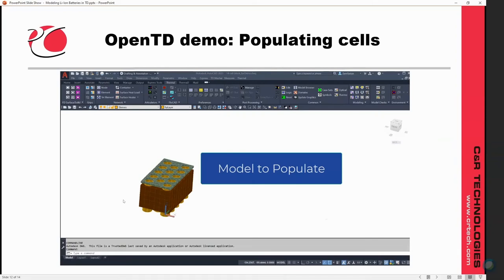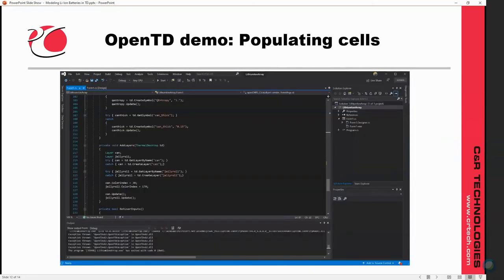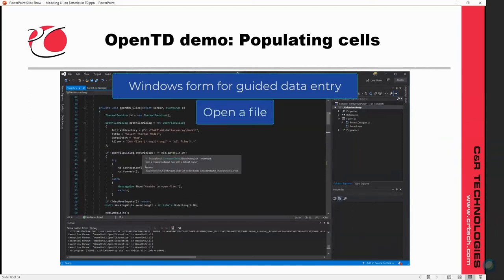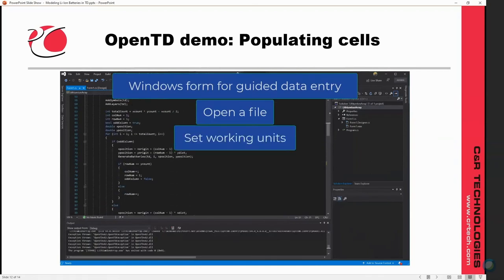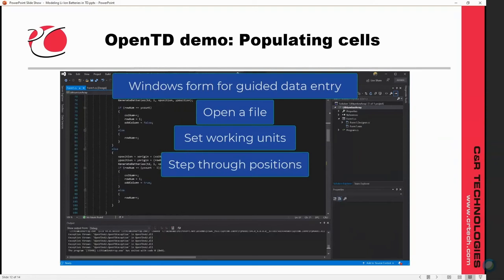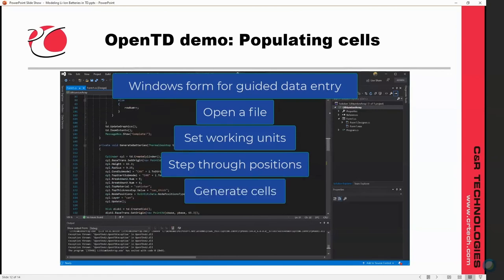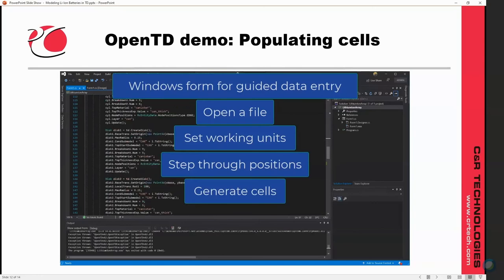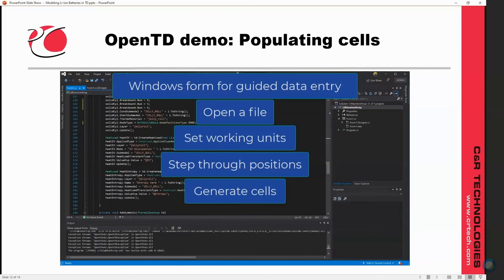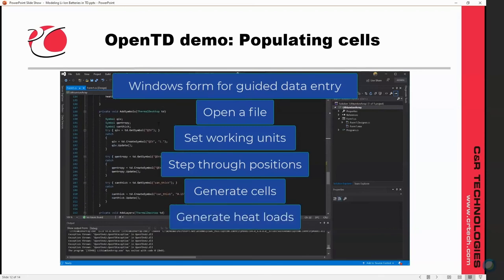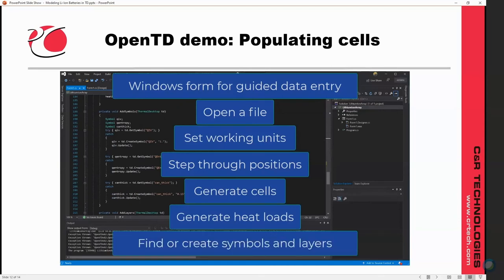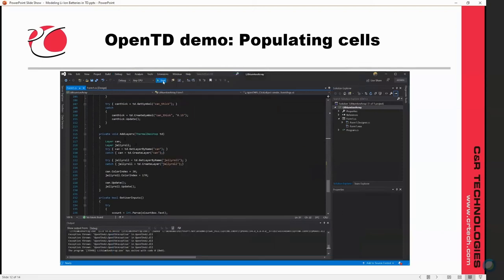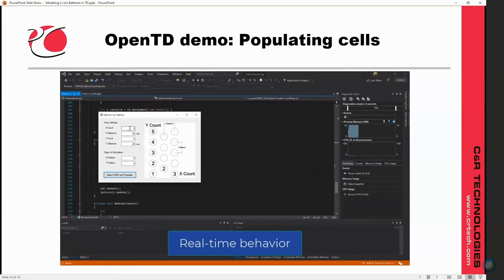So this is going to go through, and some of it has been sped up, but some of it, and I've marked it as such, is real time. And that's when it actually populates. So we start with the model that's going to be populated. You can see the brick and the sleeves without the cells inside of them. And then this is just going through the program. So the user created a Windows form for guided data entry. It opens a file, sets the working units, steps through the various positions where it's going to create the cells, and then generates the cells, builds up the heating terms, both the current-based and entropy-based heating terms, and then builds up or finds, if they already exist, any symbols or layers to access those, or creates them if they're not found, if those are important.